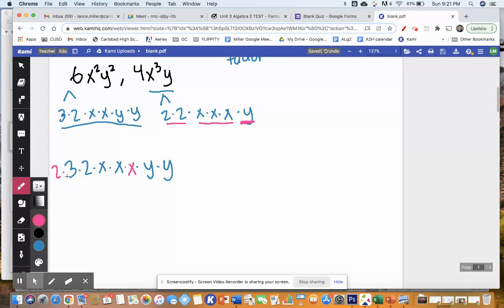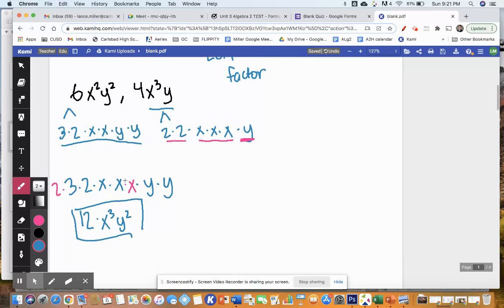Now, let's rewrite this a little cleaner. I have 3 times 2 times 2, which is 12. 3 x's, so that's x cubed, and then y squared. So that's my least common multiple, 12x cubed y squared.